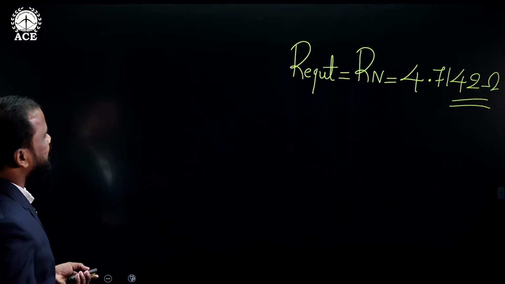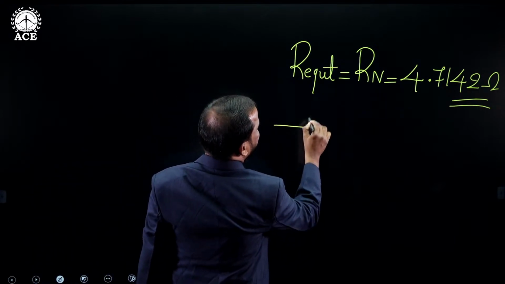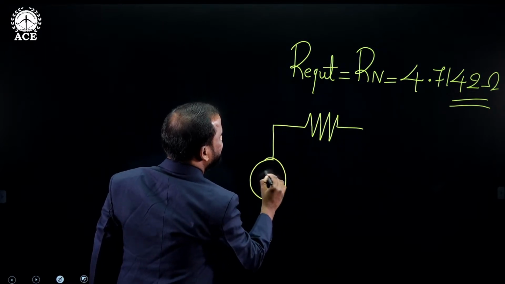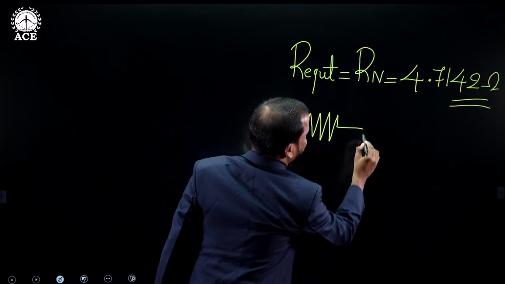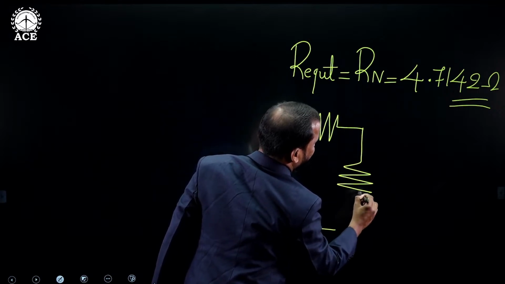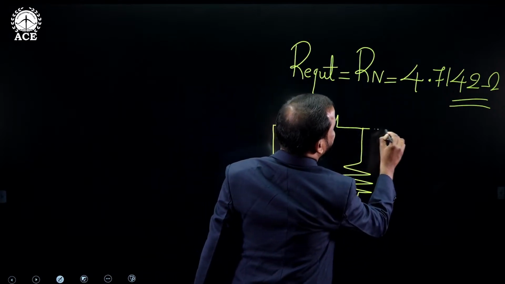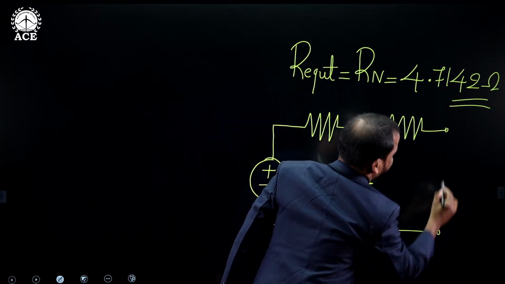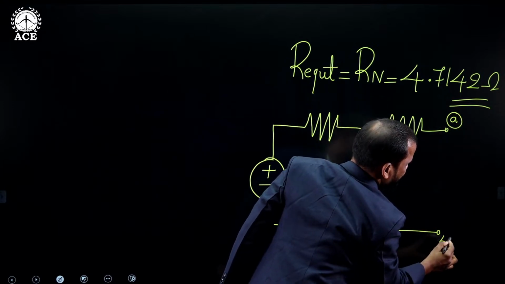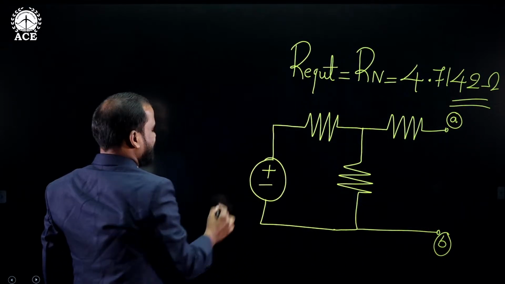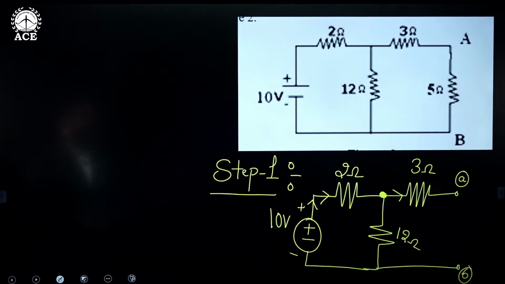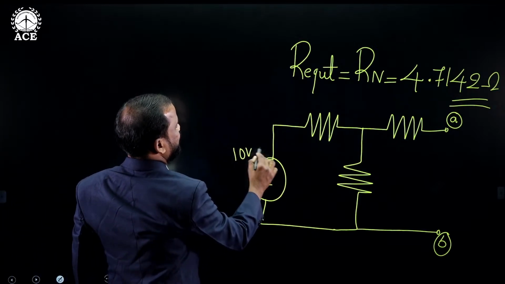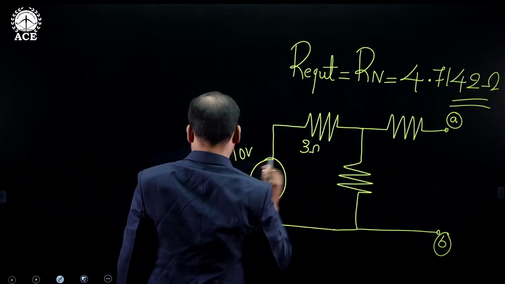So how to find the Norton's current? Norton's current is calculated by short circuiting the terminals A and B where we disconnected the load resistance. This point is most important, most of the students make mistakes at this calculation only. So after disconnecting the load resistance in the original network, this is the actual network. Now how much is the voltage? 10, 12, 3, yes or no? So this is 10 volts, this is 2 ohms, I think.